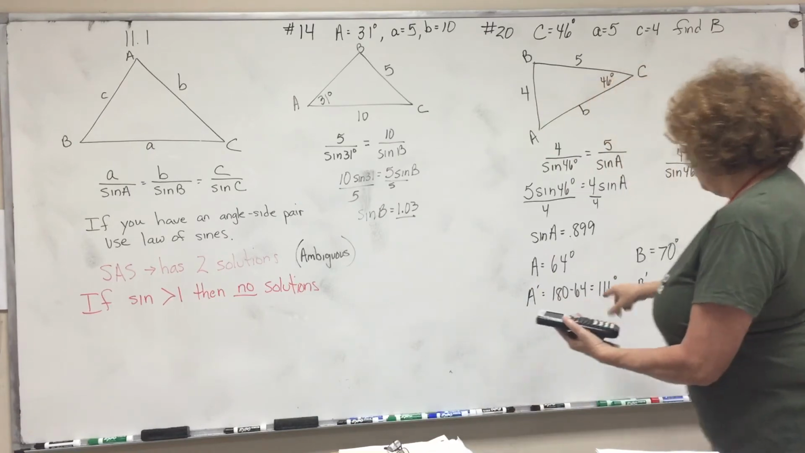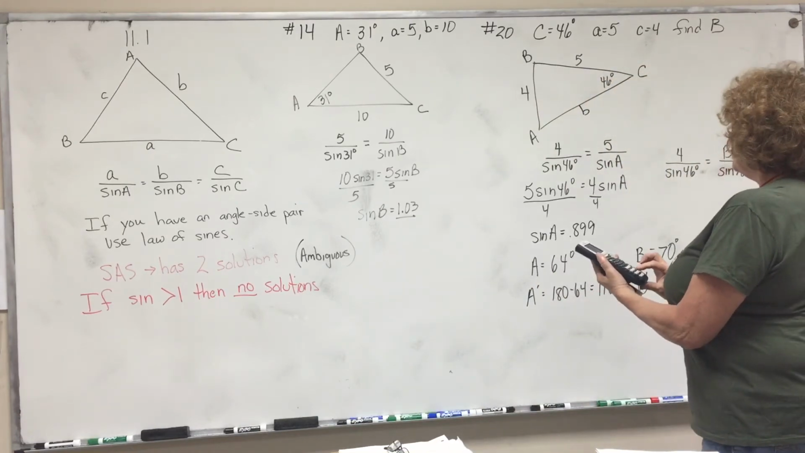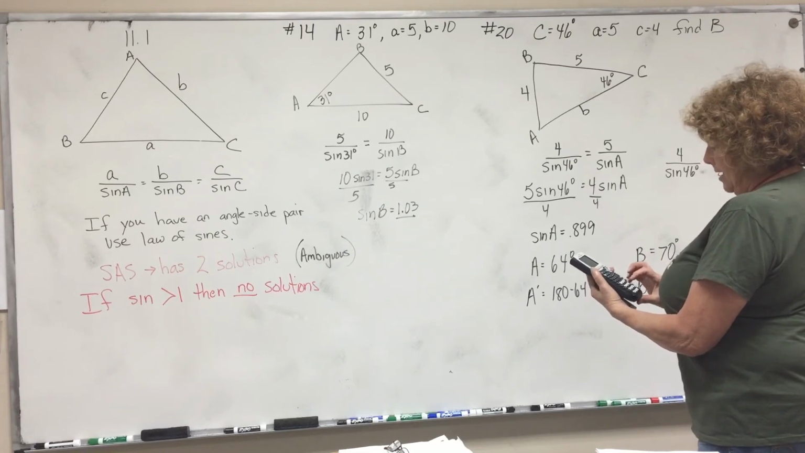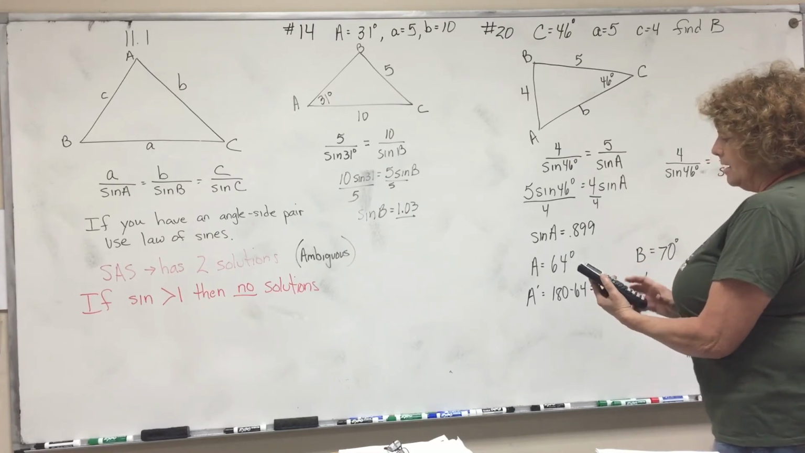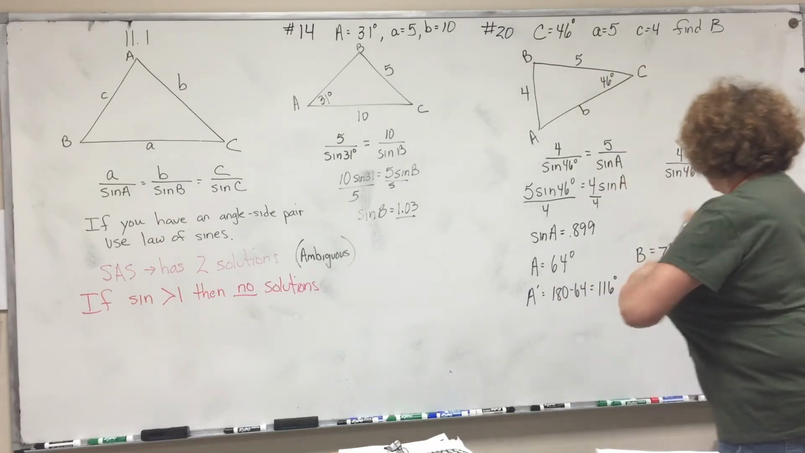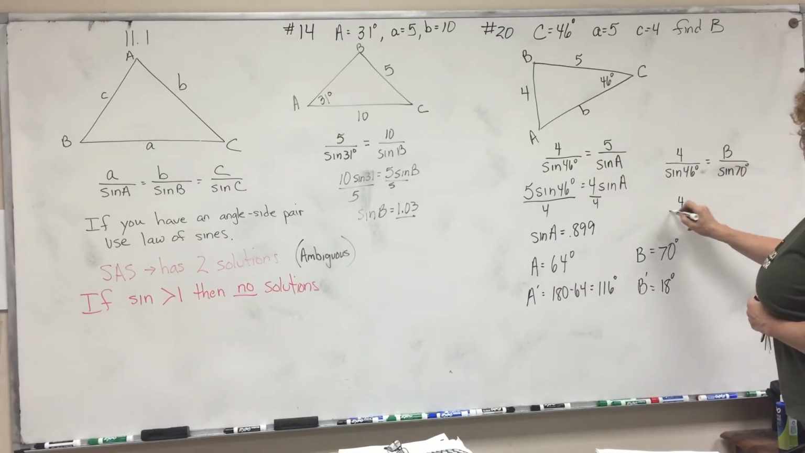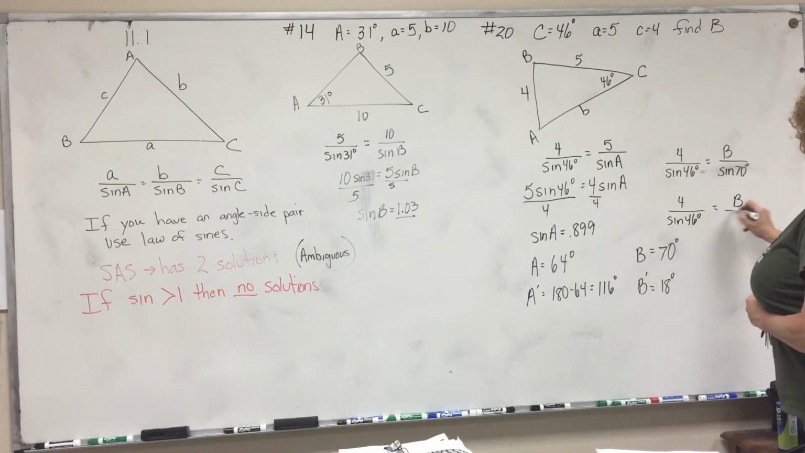Then we can do 116 plus 46 and subtract that from 180. You're going to get a small angle, and it's going to be 18 degrees. So we'll set up a second one: 4 over the sine of 46 equals B over the sine of 18.